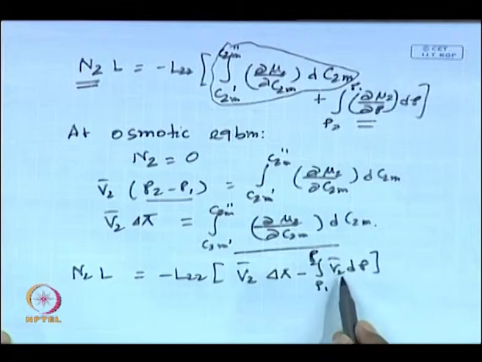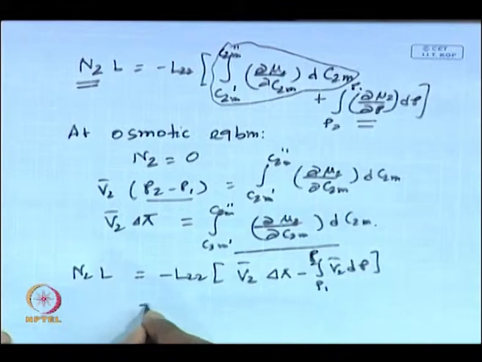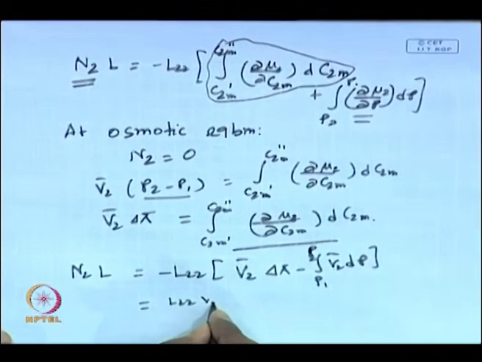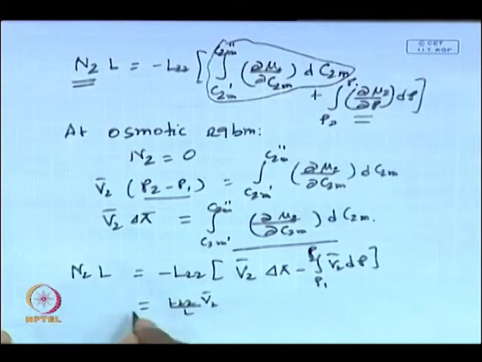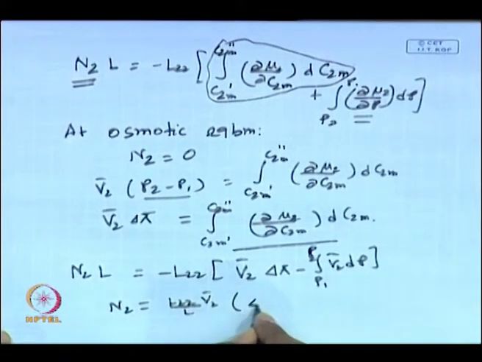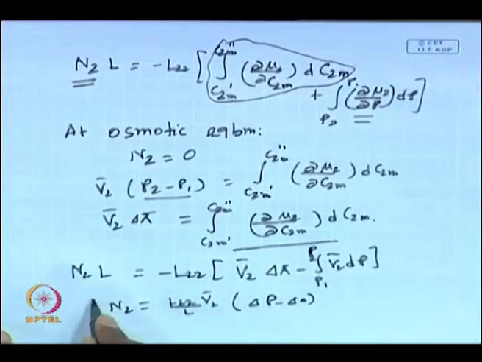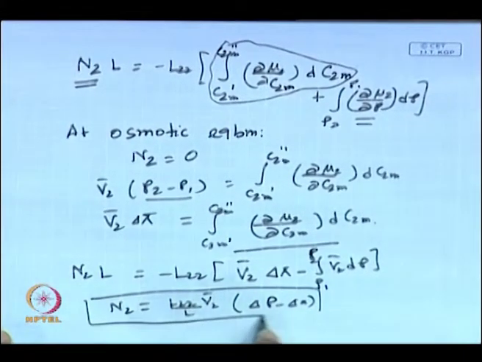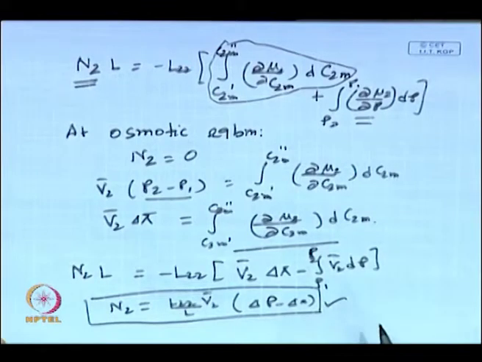Now, we assume that V2 bar is constant over the pressure range P1 to P2. So, N2 becomes L22 V2 bar divided by L, times delta P minus delta pi. Here we have just inserted, and with an algebraic manipulation you will be getting this expression. What this expression gives is a relationship of the solvent flux through the membrane, and it is proportional to delta P minus delta pi.